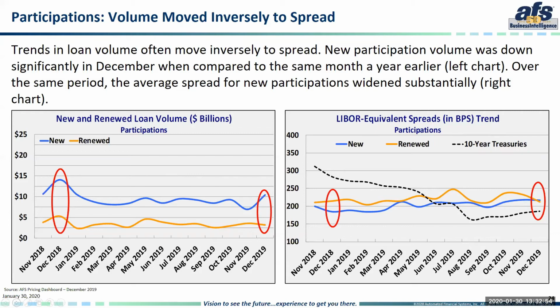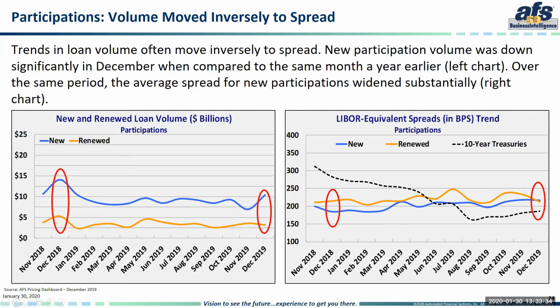Renewal balances for December 2019 are also down significantly. The real estate sector and the professional, scientific, and technical services sector is where we saw the largest year-over-year decreases. Looking at the chart on the right, an indirect relationship is seen for new participation spreads when compared to December 2018. With loan volumes down, the weighted average LIBOR equivalent spread for new participations of 217 basis points is up year over year, while the average spread for renewals fell 2 basis points to 212 basis points.